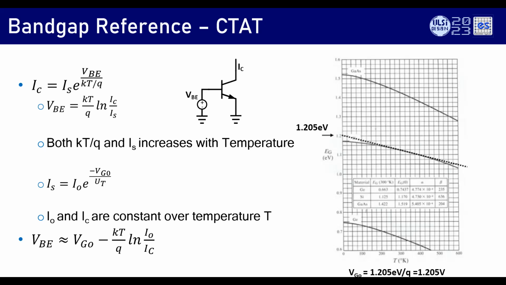On the right hand side, you see that for different materials, top is gallium arsenide, mid is silicon, and bottom is germanium. All exhibit similar nature. It has a curvature because we are ignoring the nonlinear terms. If we extrapolate, you will see that for silicon you get at least 1.205 electron volt, so your voltage should be 1.2 volt. This is the behavior of the diode. Now we know how to generate a CTAT voltage. We'll see some more interesting things on this.